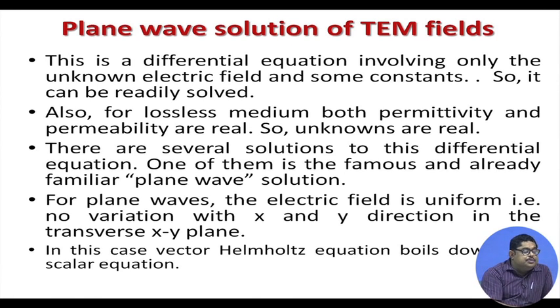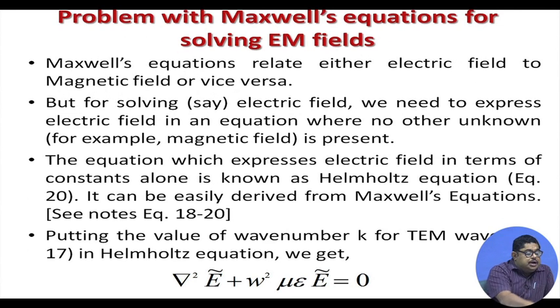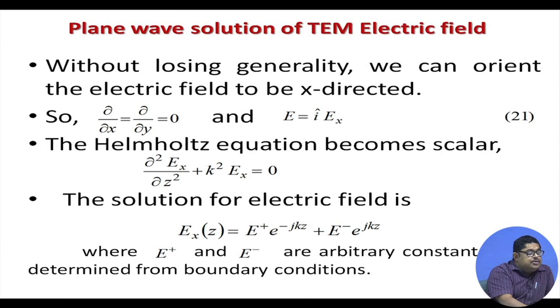Now, what are plane waves? The electric field, uniform plane wave solution, sorry, I should have said the already familiar uniform plane wave solution. Uniform plane wave means the electric field is uniform, that is, no variation with the x and y directions in the transverse plane. So, what will happen to that vector Helmholtz equation? This is a vector equation, E is a phasor, but it is basically a vector, obviously it is a field. So, this is a vector equation, it has 3 components, but fortunately in this case that will become a scalar equation in the TEM case.